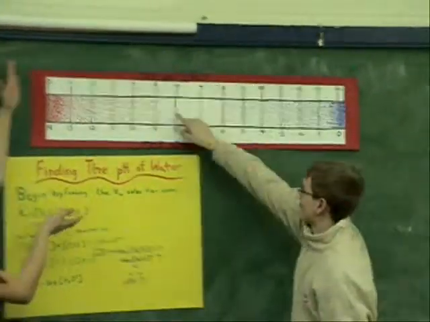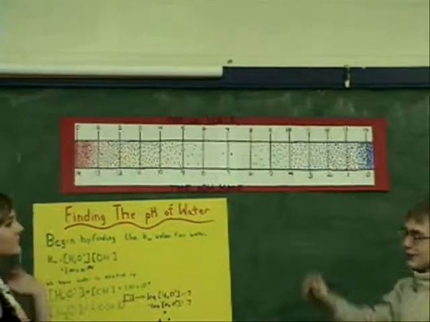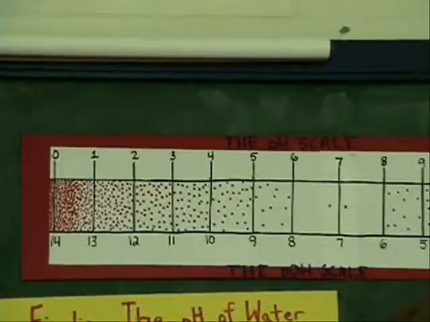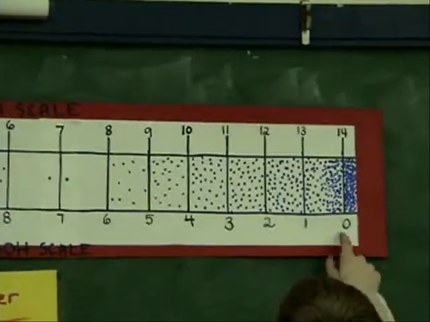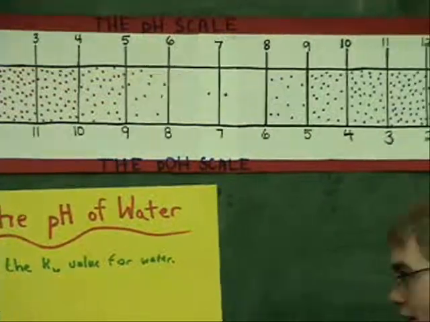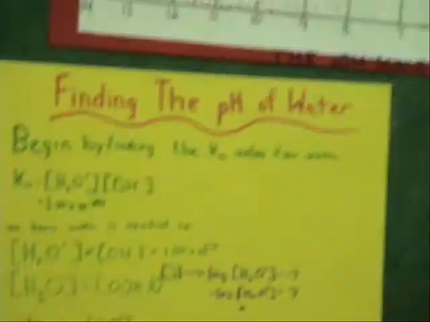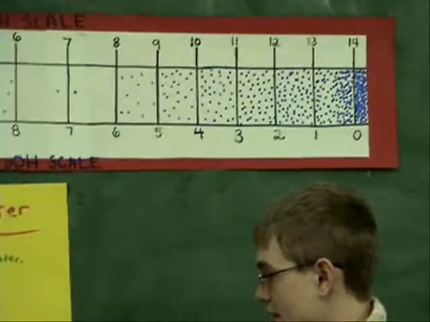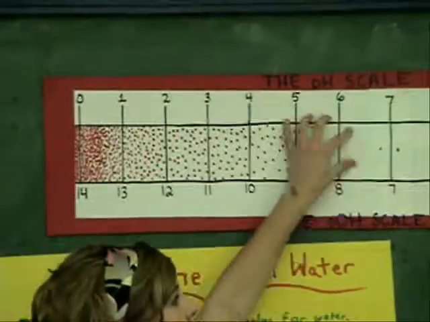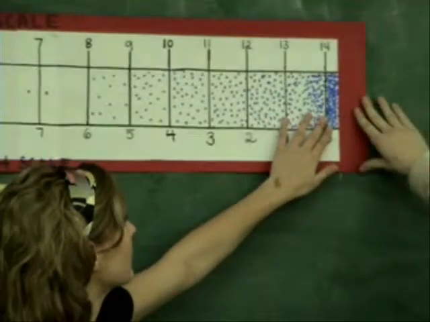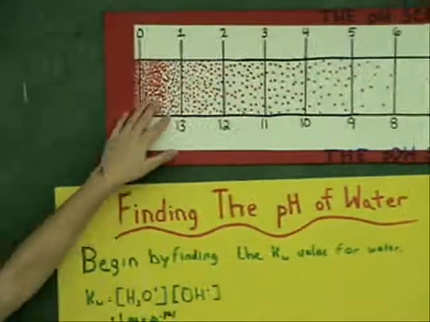The numbers on the top represent the pH number, which, as we learned before, is the concentration of the hydronium ions. And the numbers on the bottom are the exact opposite, because they represent the concentration of the hydroxide ion. Since those two are in equilibrium, they'll always be opposite. The more basic you get, the farther to the right you get, and the more acidic you get, the farther to the left you get.